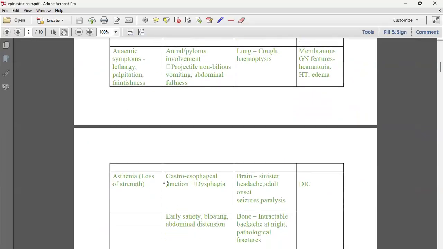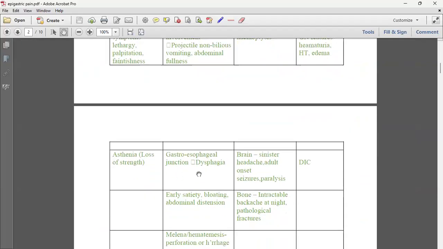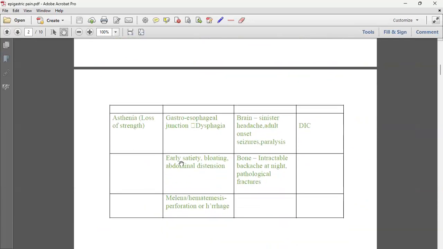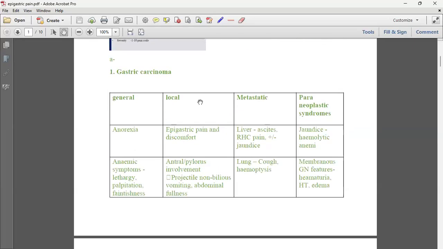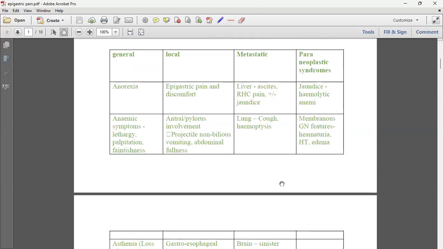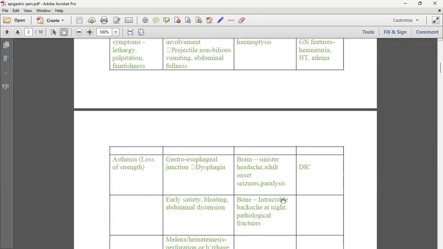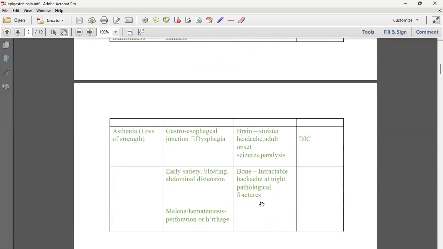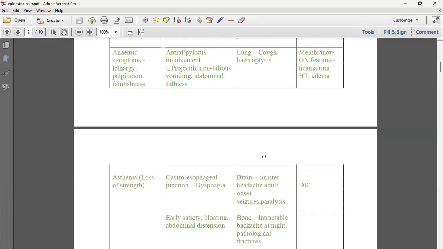And if the gastric carcinoma is situated near the gastroesophageal junction, there will be dysphagia, along with other symptoms such as early satiety, bloating, abdominal distension, and obviously if the cancer outgrows the blood supply, there will be hemorrhage and necrosis, there may be melena and hematemesis. So those are the local symptoms of gastric carcinoma. And as you know, metastatic symptoms: if the liver is involved, ascites, right hypochondriac pain, and jaundice. If the lungs are involved, there will be respiratory symptoms. If the brain is involved, neurological symptoms, and if there is musculoskeletal involvement, bone pain and intractable back pain are also features.